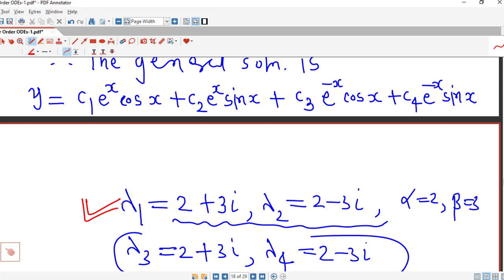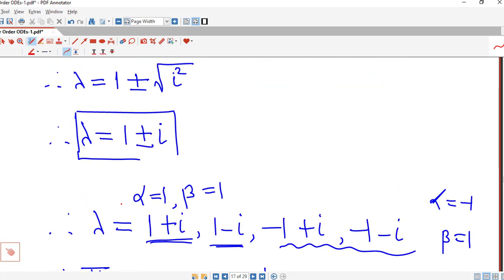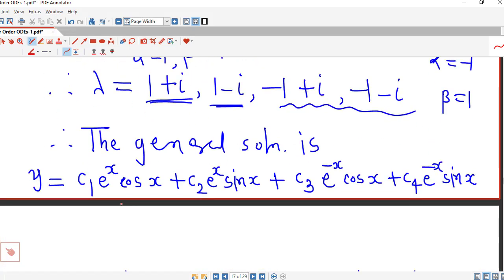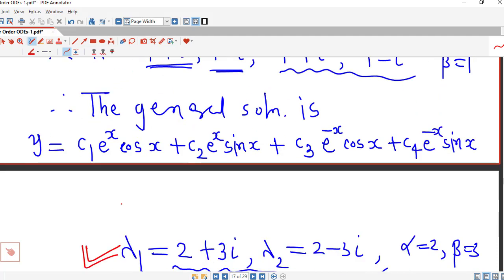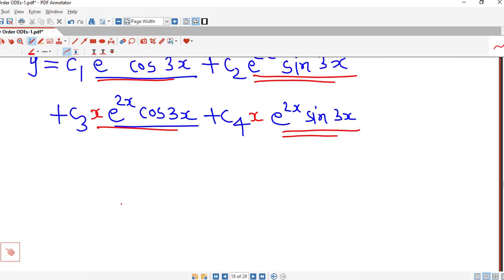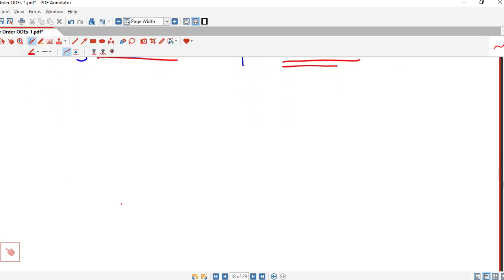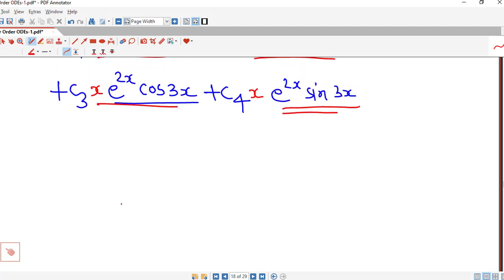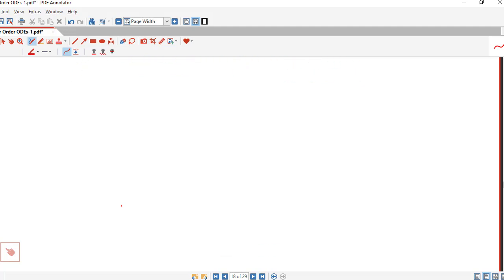In this way, depending on the nature of the given differential equation, we can write the general solution easily. In the upcoming lectures, we will be doing some more problems of this type, so that you may have a clear idea about writing the general solution of homogeneous linear differential equations. So this is all about this lecture.